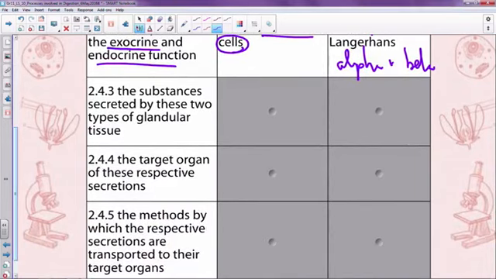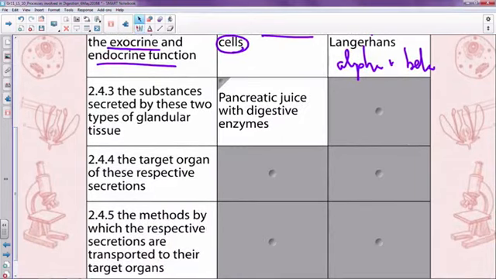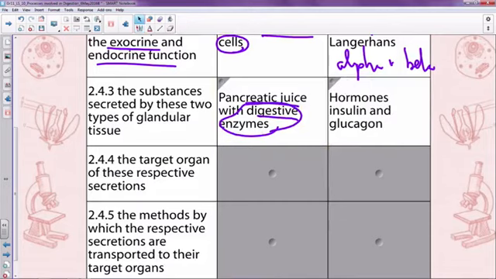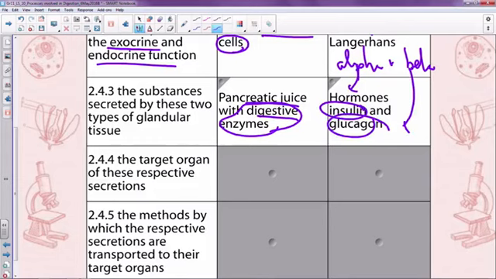2.4.3, the substances secreted by these two types of glandular tissue. So what are the substances that are secreted by these two? When you looked at the pancreatic function, the exocrine function, they produce the pancreatic juices, and these are pancreatic juices that contain the digestive enzymes for those three respective groups. Let's look at the endocrine function again. So these are producing the hormones insulin and glucagon released by the alpha and the beta cells, which are then released directly into the bloodstream.